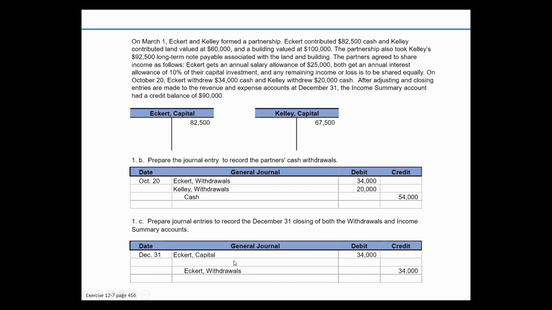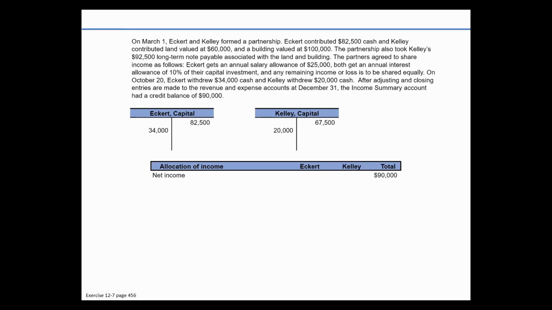So we have Eckerd capital debit the amount of $34,000. Okay, and then Eckerd capital $34,000 debit, Eckerd withdrawals $34,000 credit, and then Kelly capital $20,000 debit, Kelly withdrawals $20,000 credit, because that then adjusts how much is in their capital account. So then what we have to do is figure out the amount of income and how we would split that net income of $90,000.